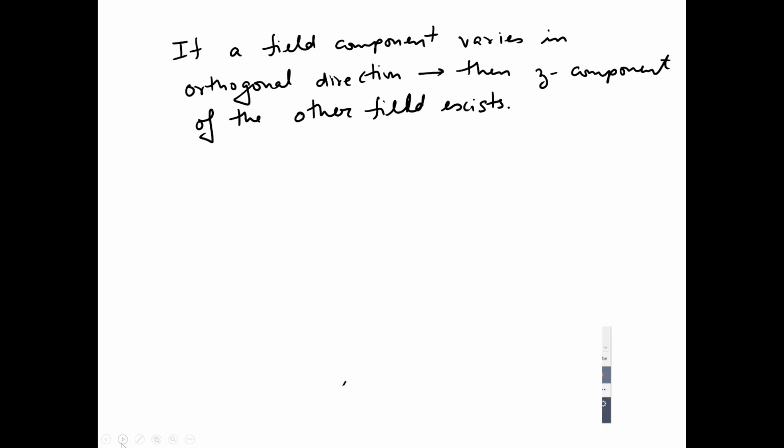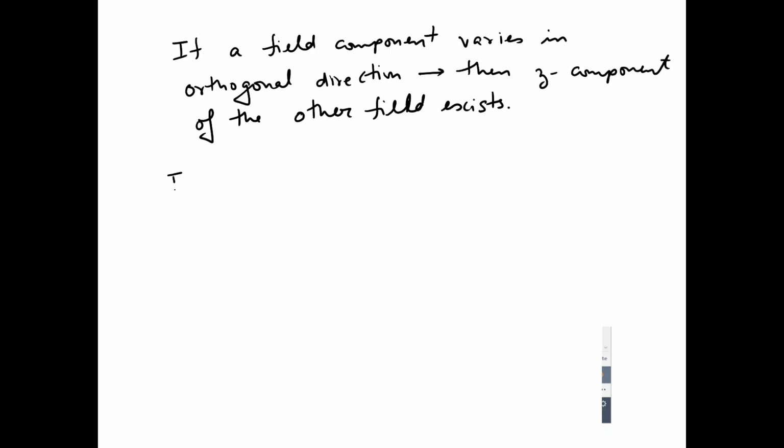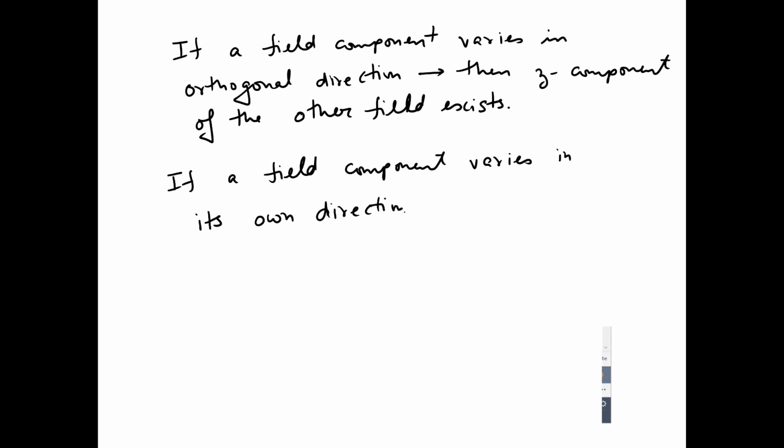Also related to that, and not very clear unless we start doing the specific solutions, it will become clearer when we do more examples, is that if a field component varies in its own direction, then that component of itself exists.